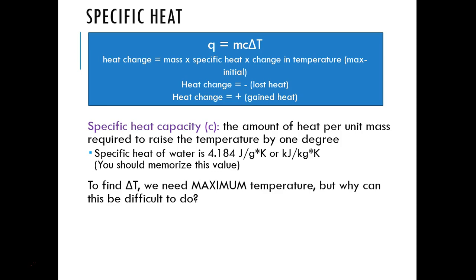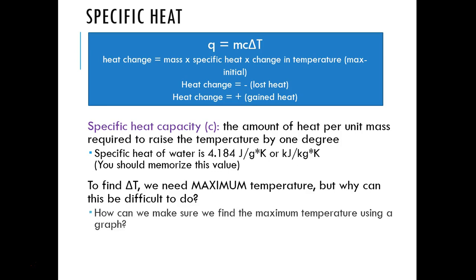Now, in order to find delta T and be as accurate as possible, we need the maximum possible temperature, but it can be really difficult to find this. If you think about it, if we're doing a reaction where we're mixing two things together, as soon as the temperature starts to rise, heat's being lost to the environment. So unless the reaction is completely instantaneous, we're not going to be able to get the theoretical highest temperature.